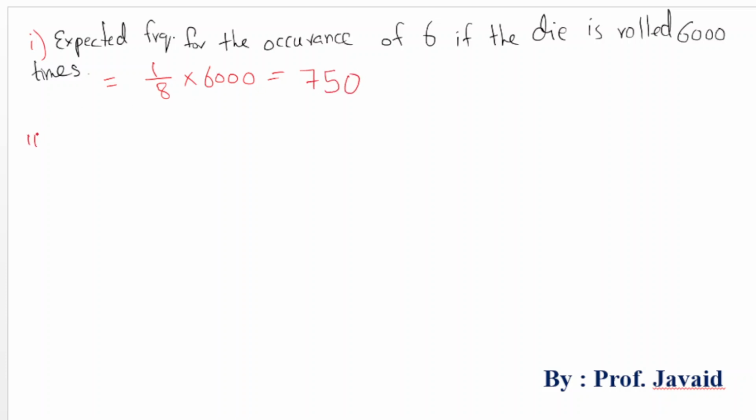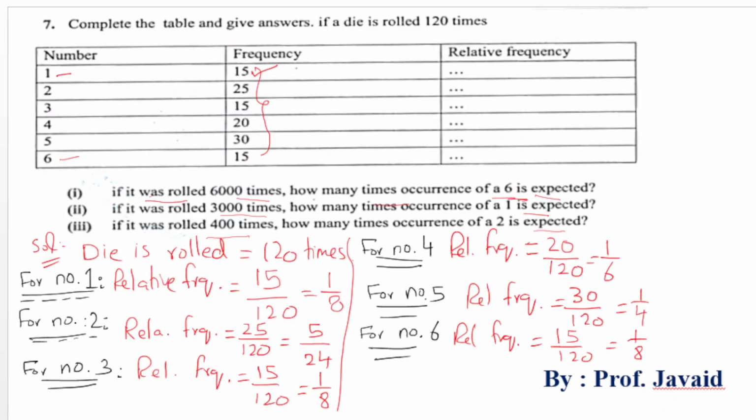Now move toward the second. What is the second? Second is basically, if it is rolled 3,000 times, how many times is the occurrence of 1 expected? Look, 1 is again 15, the same. So for 1 it is 1 over 8. We'll just multiply 1 over 8 by 3,000 times.